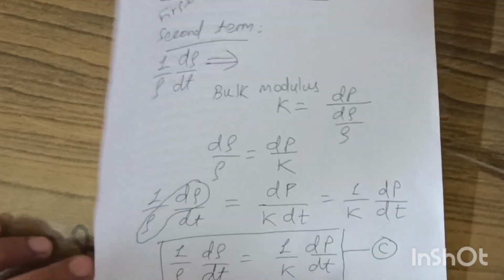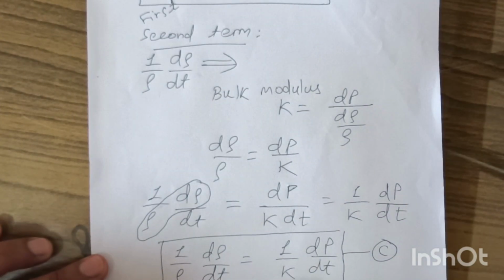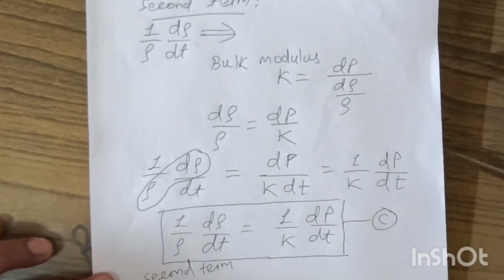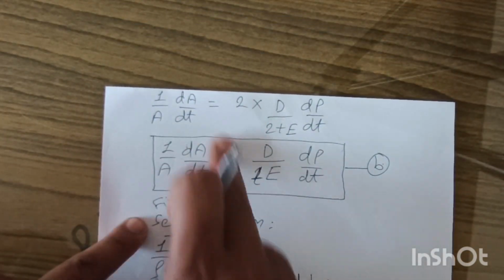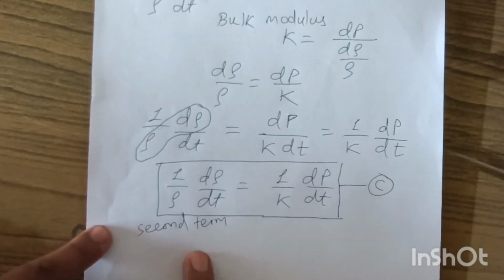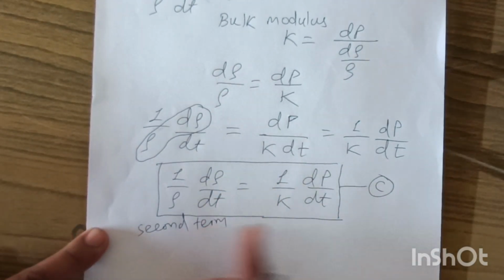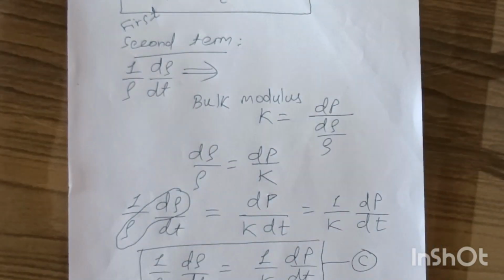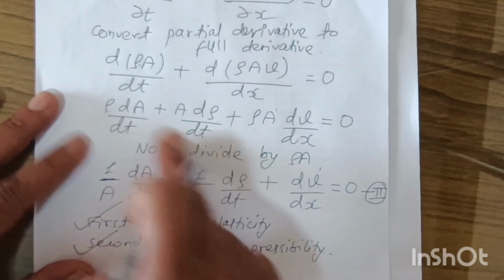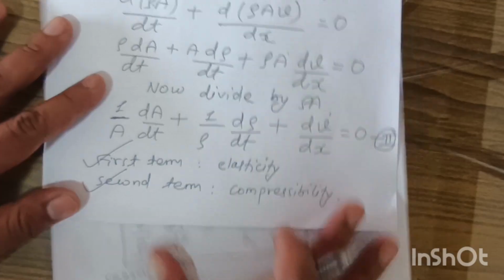So let's substitute this second term, and let's substitute this first term. We have this first term, 1 by a dA by dt, and this second term, 1 by rho d rho by dt. Substitute them in equation number 1, which is the major equation. Let's substitute this in this equation.